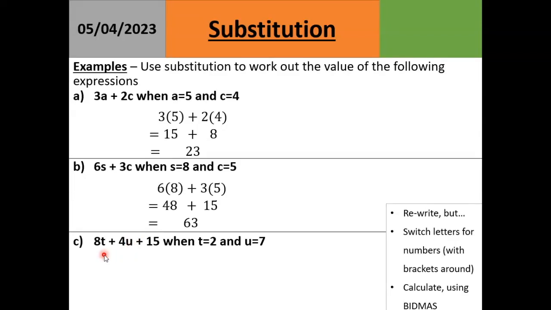How about you try this one? So it's a trinomial. You're letting t be 2 and u be 4, but 15 doesn't have anything attached to it. So try that one and see. Would it be 59? Well, let's see. So we have 8 times 2 plus 4 times 7 plus 15. So that gives me 16 plus 28 plus 15, which is 59. Is that what you got? 59, yeah. Great. Awesome.